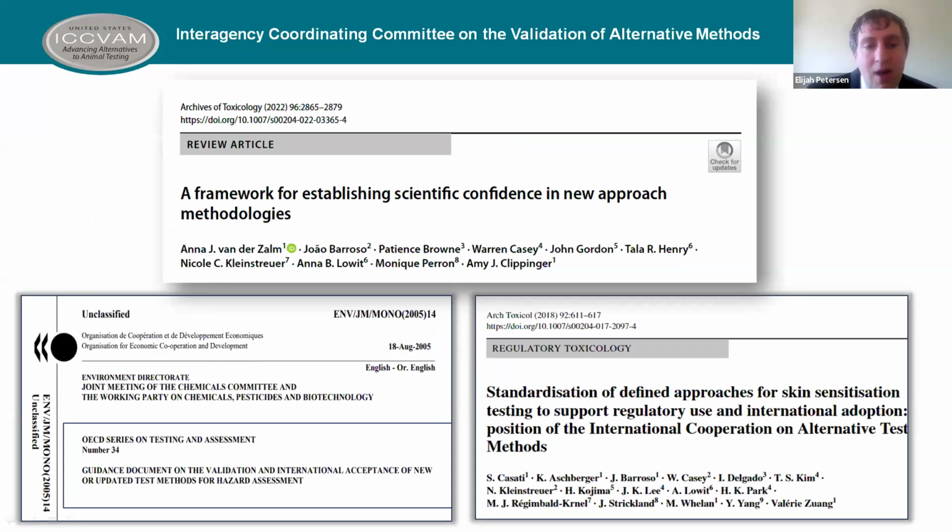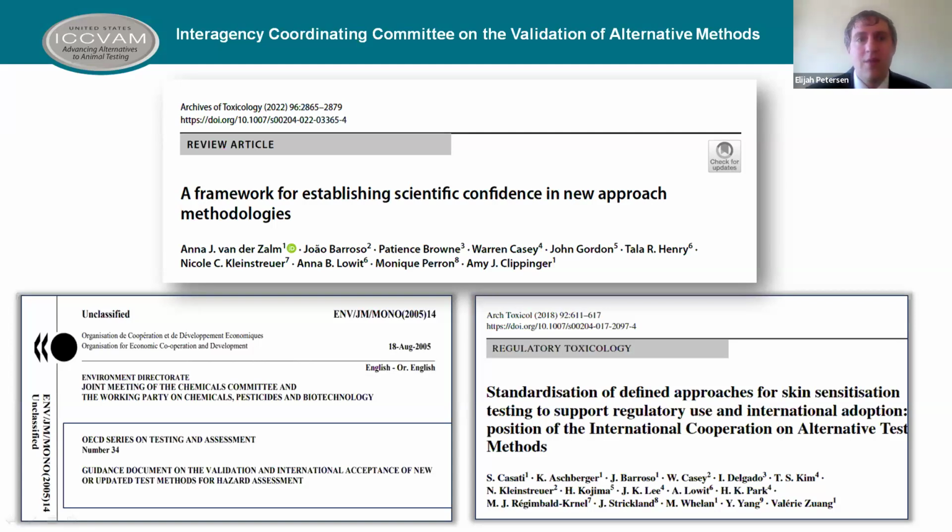There is, as I'll highlight, a revision to OECD guidance document 34 that the US is co-leading, and a lot of the people involved in developing this validation report are involved there. There's also been some important work defining the standardization of defined approaches that can support regulatory use. And there was a paper published in 2022 by van der Zalm et al. talking about a framework for scientific confidence, and many co-authors are shared between that paper and our ICCVAM validation report.